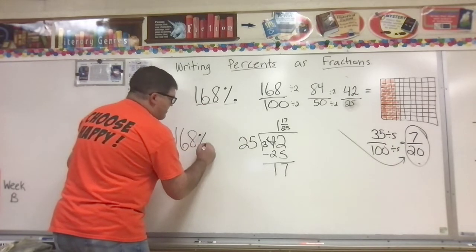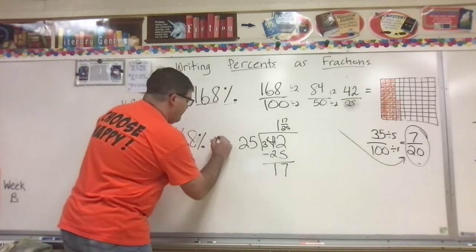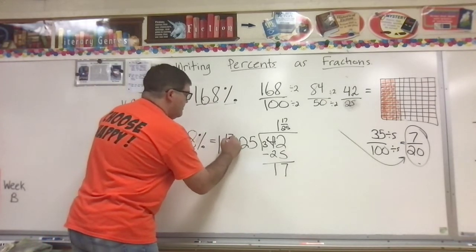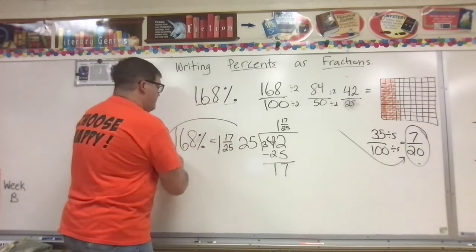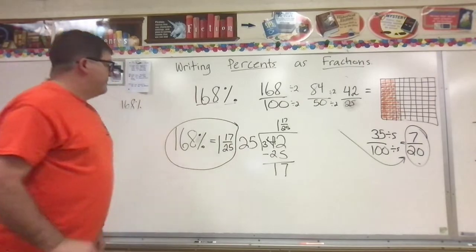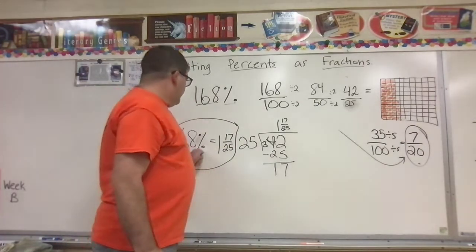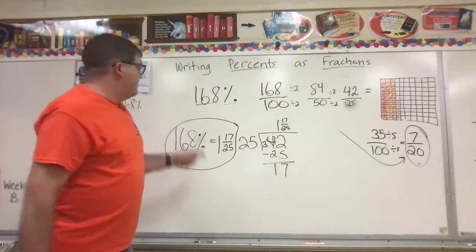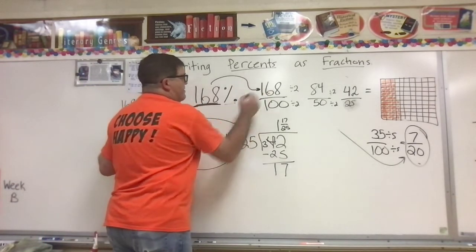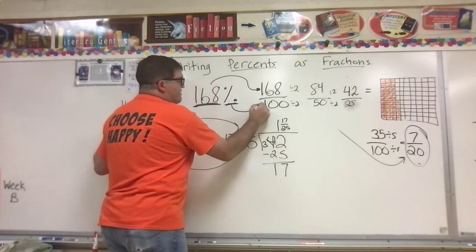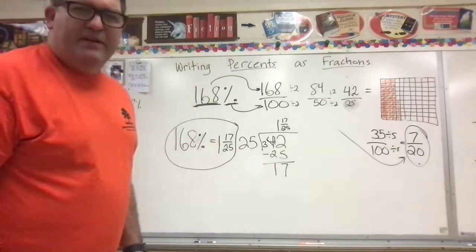168% as a fraction is 1 and 17/25. All right. That's all you got to do. You take your part here, put that on top, your percent, which is 100, on the bottom, and then simplify.